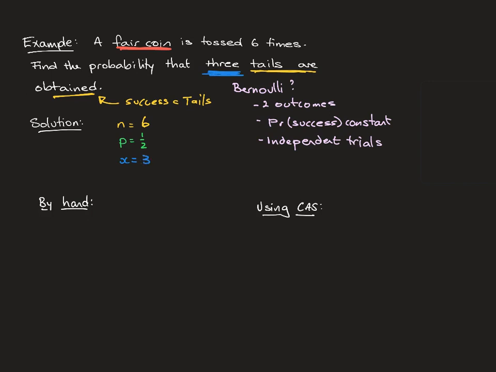So doing it by hand, we use our formula. From 6 trials, we're choosing 3 outcomes. The probability of success is a half raised to the power of 3. The probability of not success is also a half because these 2 probabilities have to add to 1. And it's 6 minus 3. When we go through and calculate that, turn it into factorials. So 6 factorial over 3 factorial times the difference of 6 and 3, which is 3 factorial.